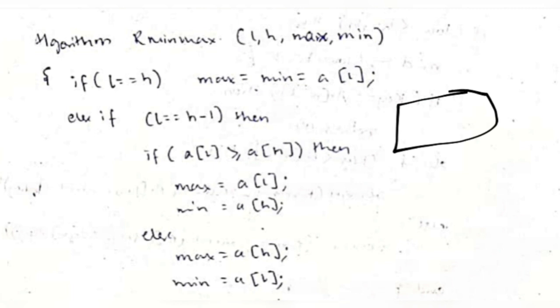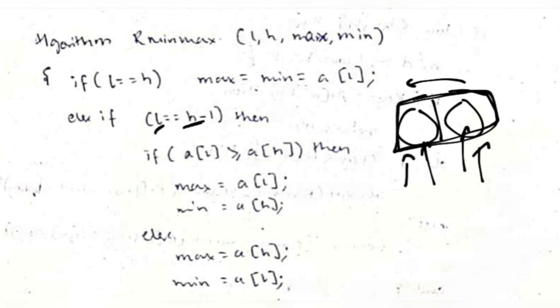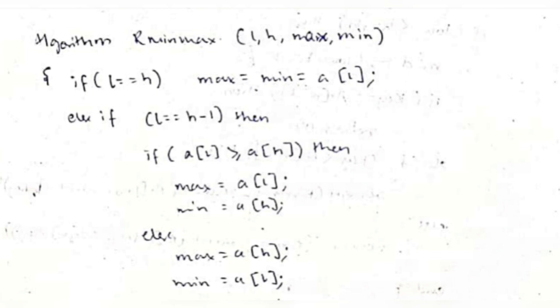Suppose in the second case there are two elements, if L is equal to H minus 1. L is this, H is this, H minus 1 will be L. So if there are two elements, L will be equal to H minus 1. If this is greater, this will be the max, and if this is greater, this will be the max. And similarly for min also, if this is smaller, this will be the min, or else this will be the min. Okay, so this is for the two elements.